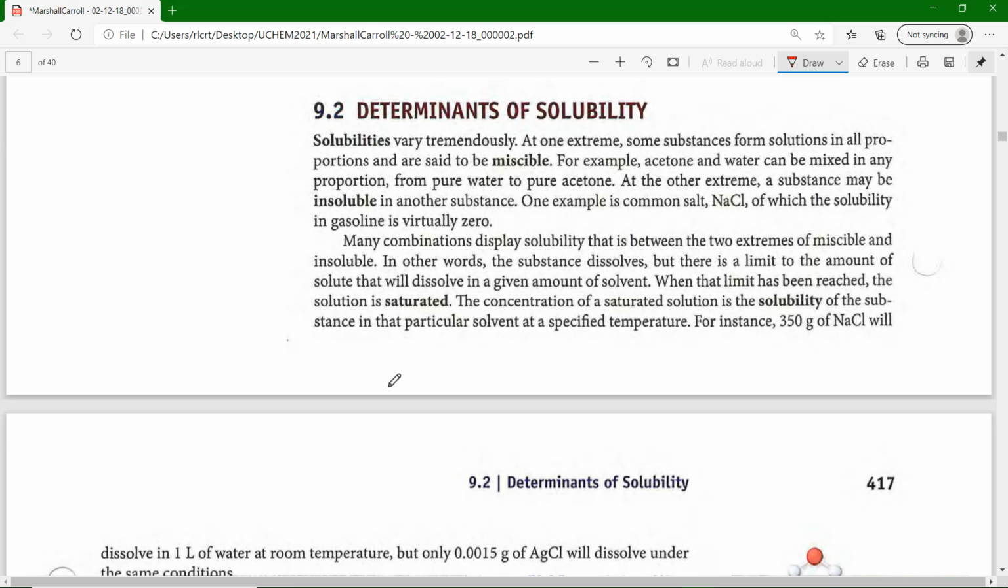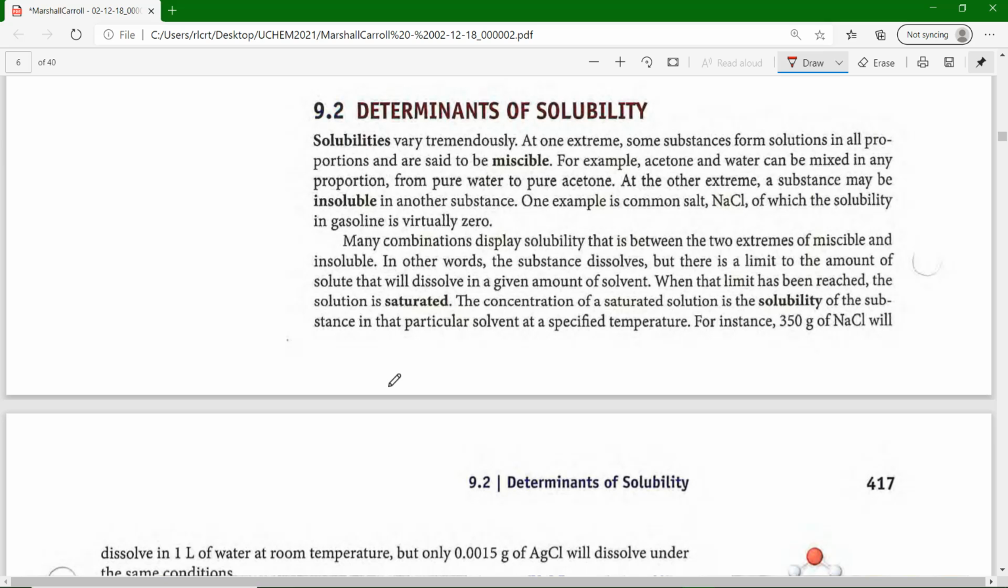let's go through fairly quickly 9.1.2. Because some of these concepts we talked about when we talked about intermolecular forces. We can have things that are soluble in all proportions, and they're said to be miscible, M-I-S-C-I-B-L-E. Acetone and water can be mixed in any proportion, from pure water to pure acetone. The other extreme is something may be insoluble in another substance. You try to put table salt into gasoline and it doesn't dissolve.